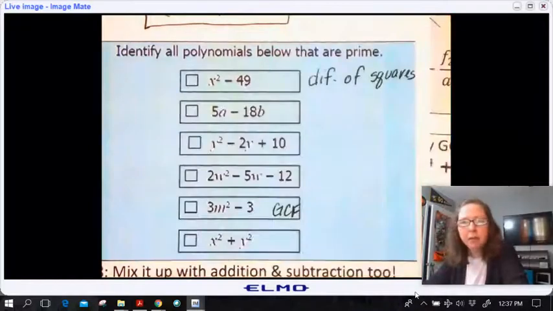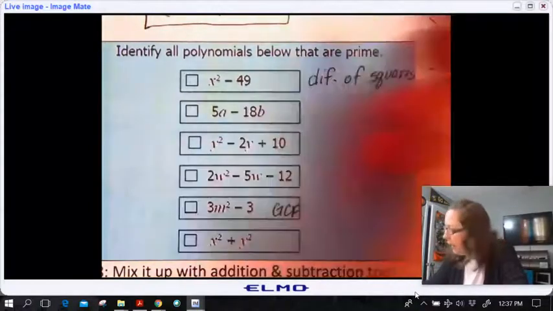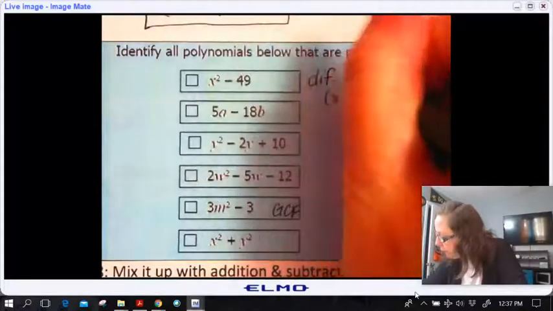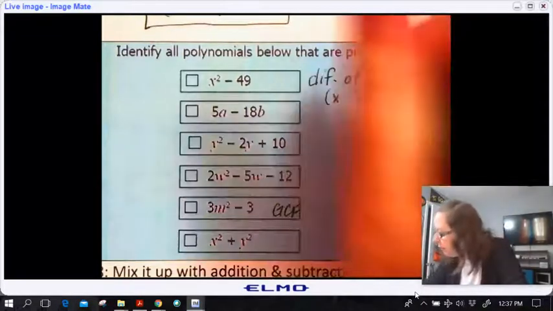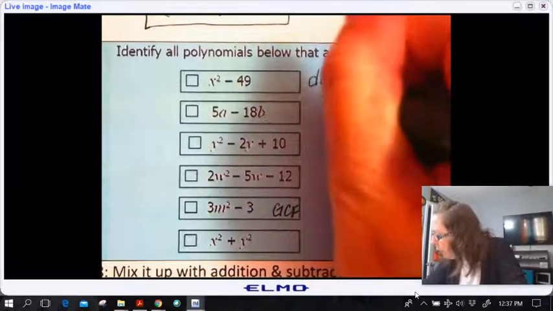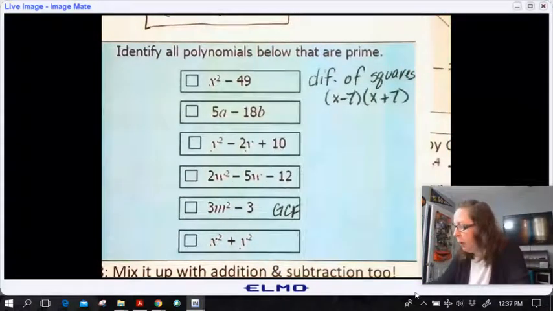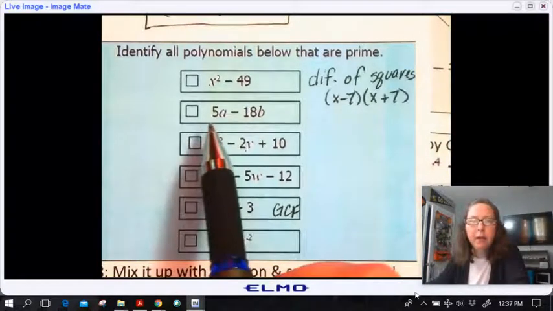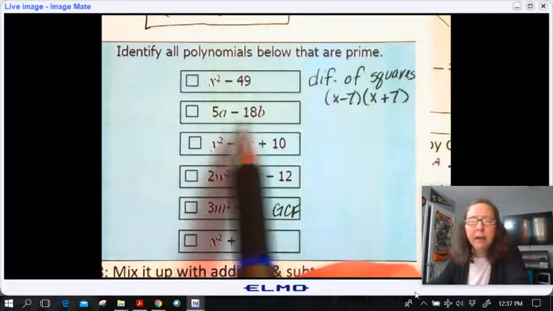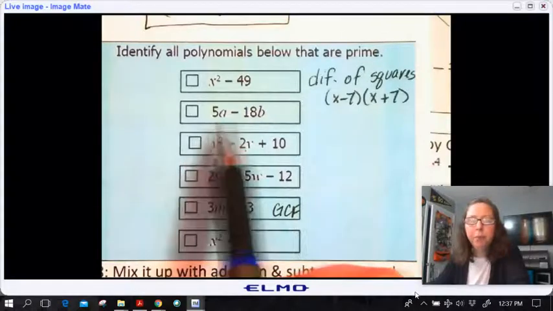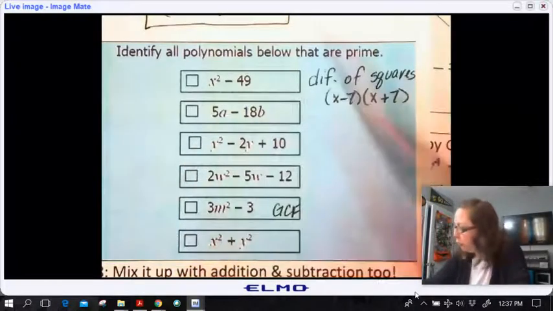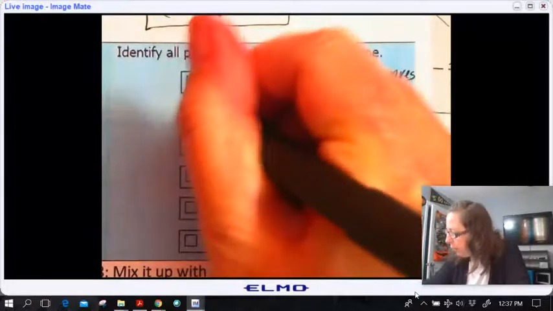Okay, so the very first one is x squared minus 49. We can factor that by difference of squares. So break apart the x's. They go in the front because the x squared is in the front. Break apart the 49. That's 7 times 7. And then one will be negative, one will be positive. So I can factor this one. All right. What about the second one? 5a minus 18b. Well, 5 and 18 have no common factors. A and B have no common factors. So this one is prime.